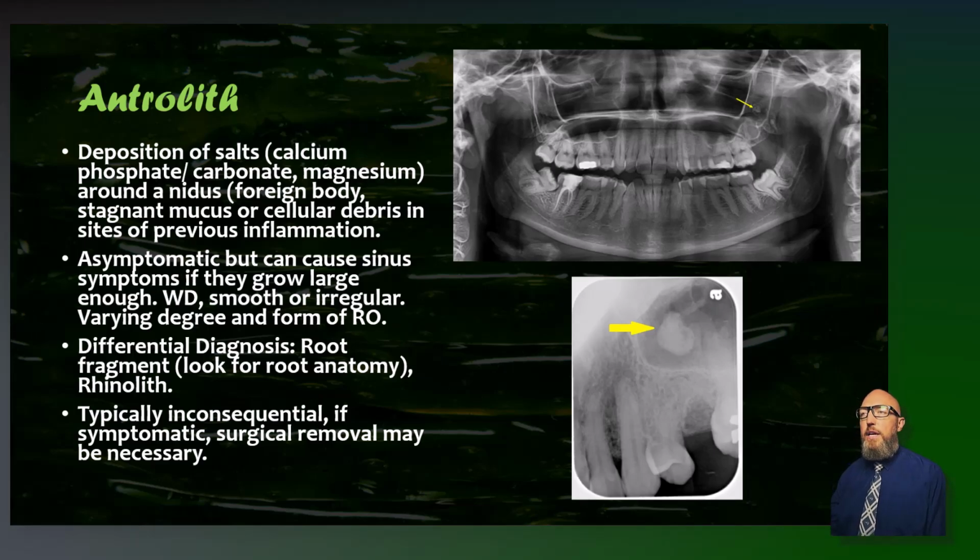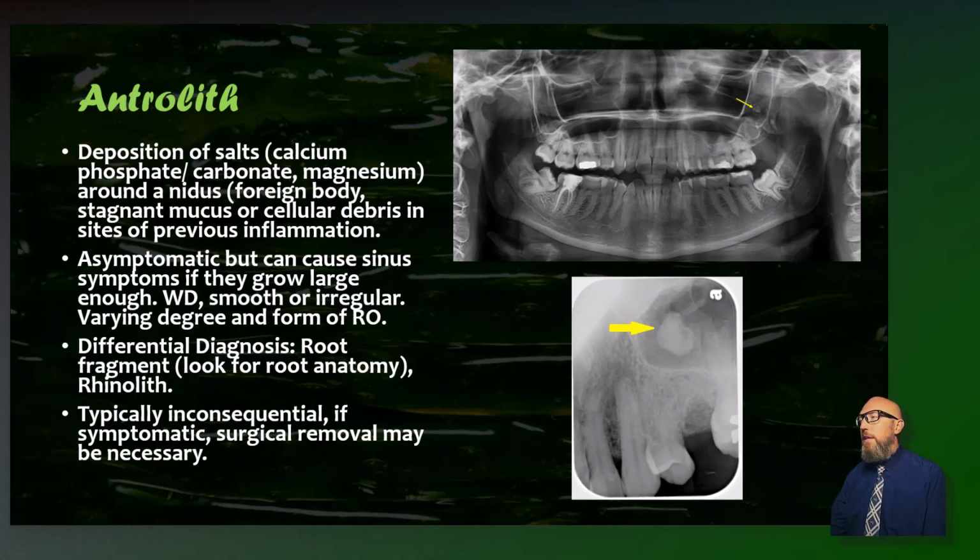All right, after those scary ones, this one isn't quite as scary. An antrolith, a deposition of salts, calcium phosphate, or carbonate and magnesium, usually around a nidus, such as a foreign body. More often what you're going to see is calcification around just stagnant mucus or cellular debris at a site of previous inflammation. It is asymptomatic unless it grows large enough to produce sinus symptoms. If it starts to obstruct the drainage, then that could be a problem.